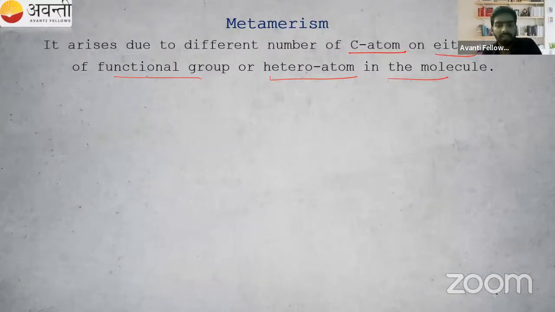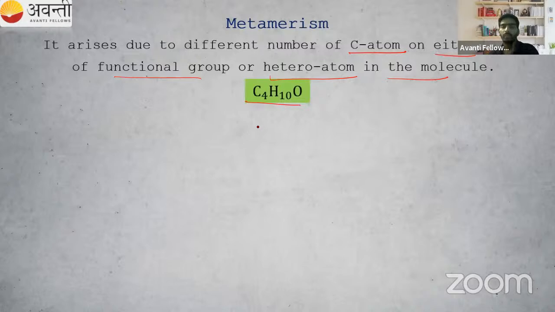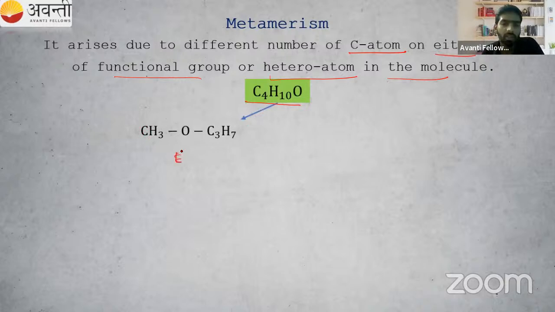नहीं समझा ना? Example discuss करते हैं. Example में क्या दिया? C4H10O. अब यहाँ पे example क्या दिया है? This is nothing but the ether, where you are having one carbon on this side, and on this side 3 carbon.